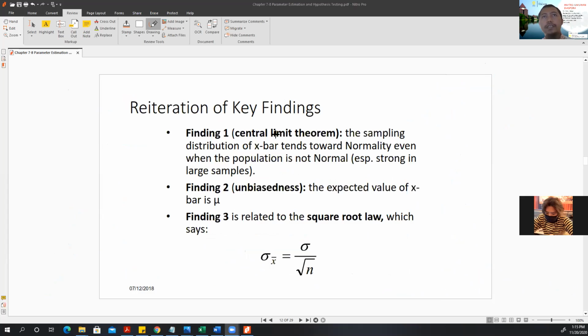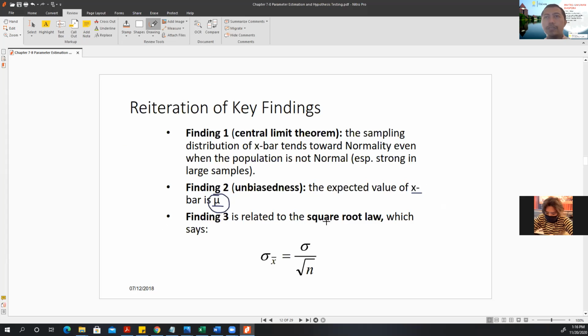So the first finding, based on the central limit theorem, the sampling distribution of x bar tends towards normality even when the population is not normal. And then finding 2, the expected value of x bar is mu, meaning that the sample average will be equal to the population mean.